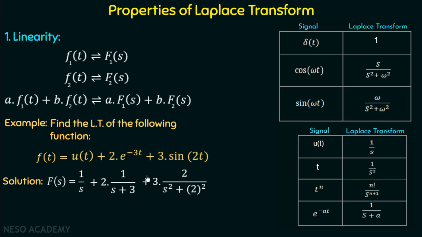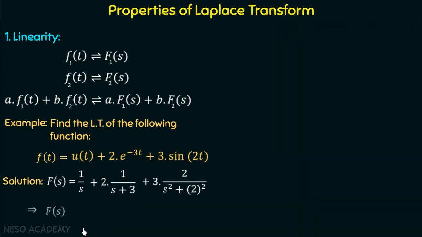Now we can rearrange this and we can write it like this: F of s is equal to 1 over s plus 2 over s plus 3 plus 3 multiplied by 2 is 6 and 2 square is 4. So it will be 6 over s square plus 4. So this is the Laplace transform of f of t, and we have calculated this by using the linearity property.